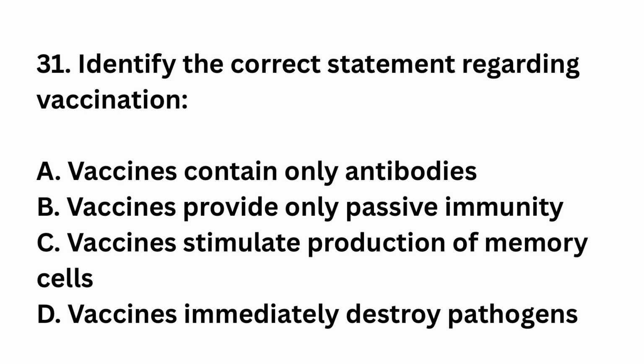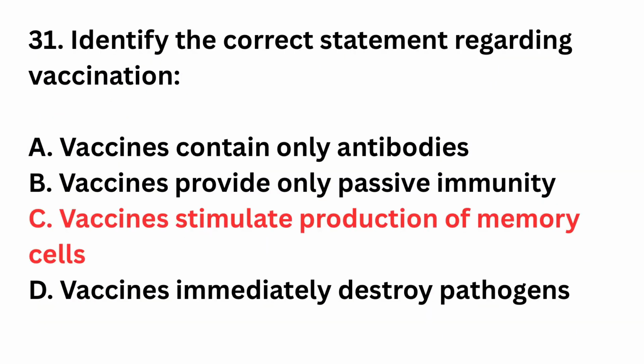Question number 31. Identify the correct statement regarding vaccination. Vaccines contain only antibodies. Vaccines provide only passive immunity. Vaccines stimulate production of memory cells. Vaccines immediately destroy pathogens. The right answer is option C.